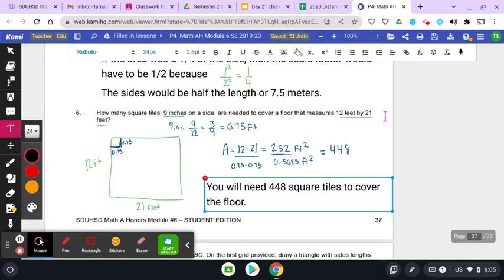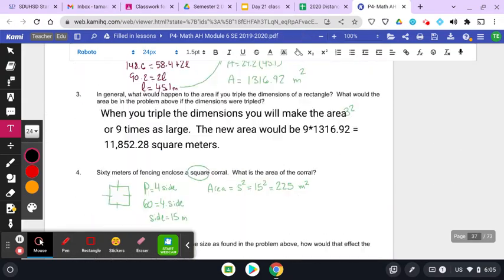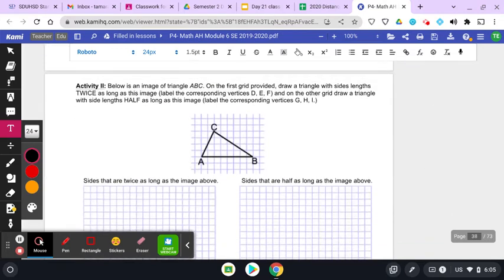All right, so we've been dealing with rectangles. Now we're going to do the same thing, and we're going to deal with a triangle. Below is an image of triangle ABC. On the first grid, draw a triangle with side lengths twice as long as the image. Label the corresponding vertices D, E, F. On the other grid, draw a triangle with lengths half as long as the image. Now, I don't want to sit there and measure. My base is easy to count, but my ones that are not lining up on the grid are not easy to count.